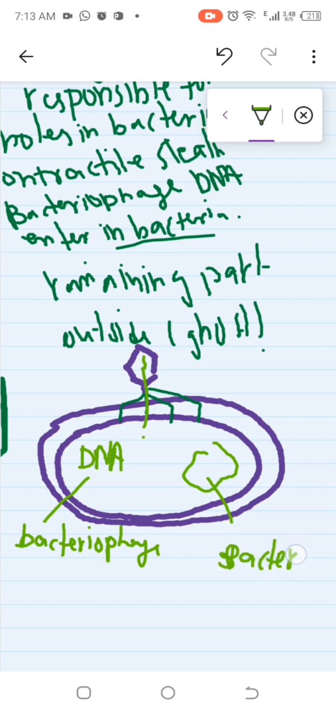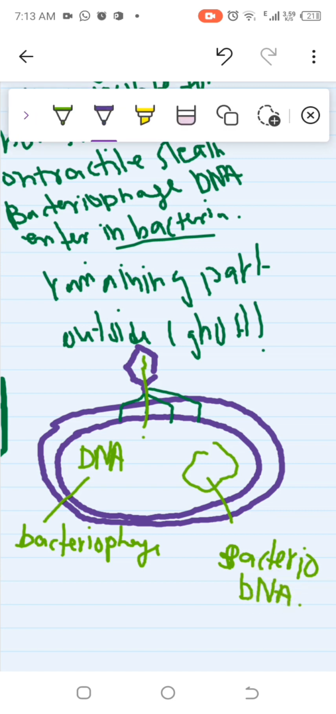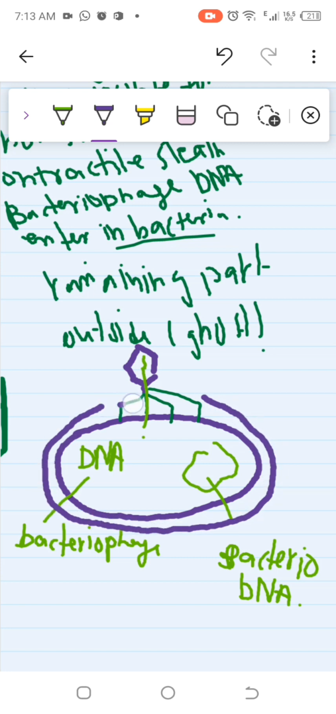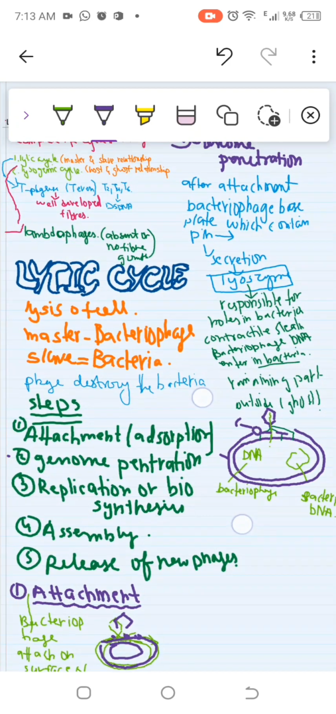Now how does it come? By the contractile sheath. When it contracts, the DNA comes inside from the bacteriophage, as we were having the pins. Pins contain what? Pins basically contain the enzymes. So it was the lysis of these, basically the holes which are made by the lysozyme, through which, by the contracting of the contractile sheath, the DNA of the bacteriophage comes inside the bacteria. Okay, I hope this is clear to you guys.